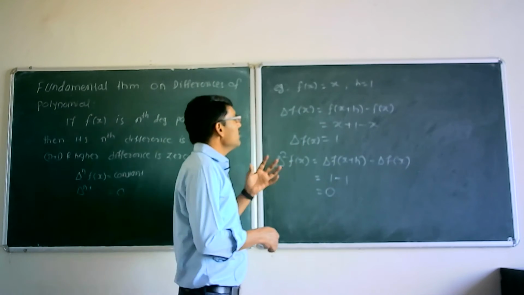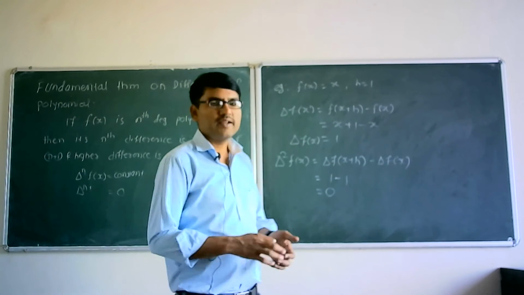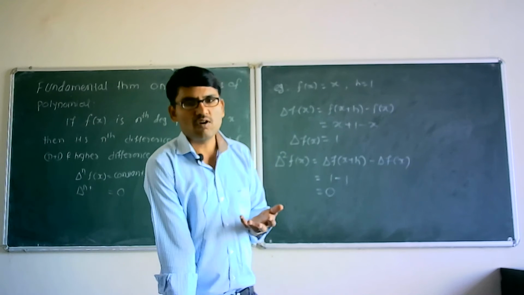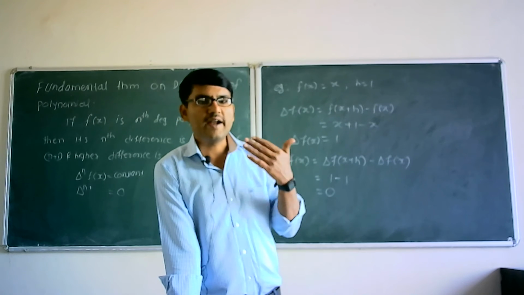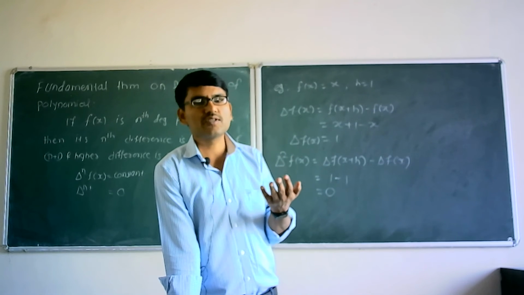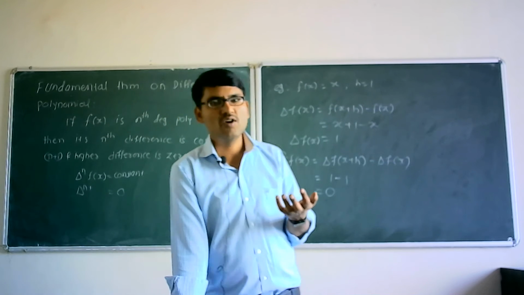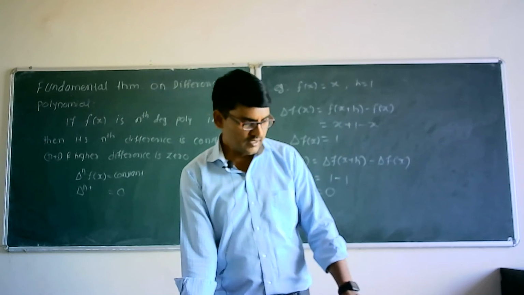Similarly, if you take f of x is equal to x square, then its second difference is constant, but the third and higher differences are 0. So this is called the fundamental theorem of differences.